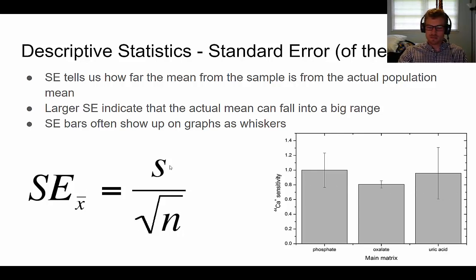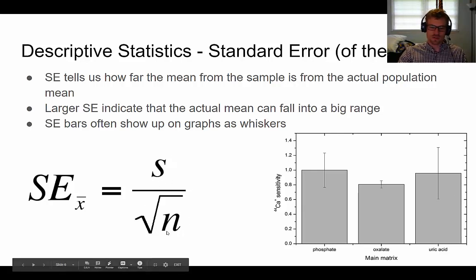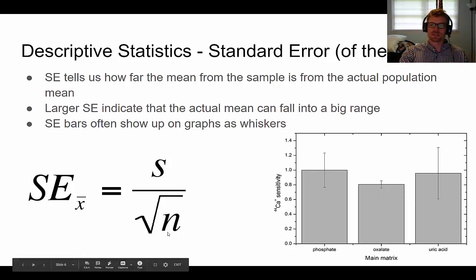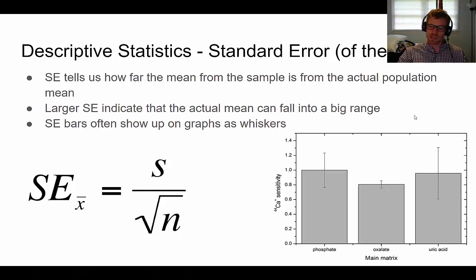Standard error is calculated by taking the standard deviation and then dividing it by the square root of n. So it's derived from the standard deviation. So, if you see a smaller number here, that likely means that the standard deviation was also smaller for the oxalate versus the uric acid probably had a much larger standard deviation. Now, this does depend upon the sample size. So if you have different sample sizes, that's something to take into consideration as well.